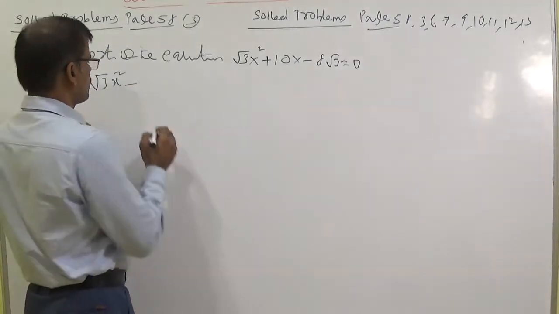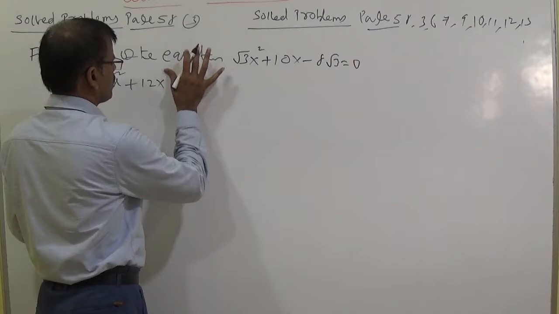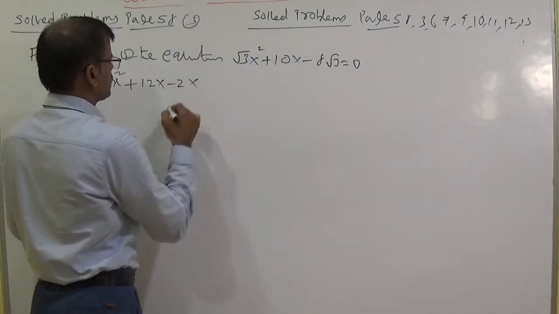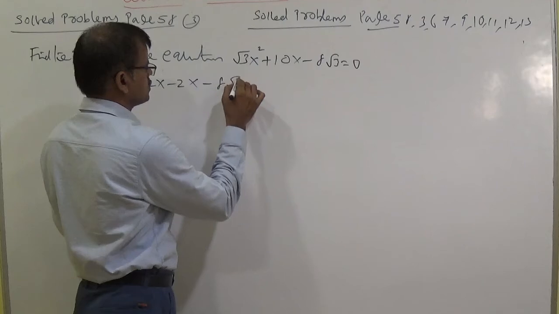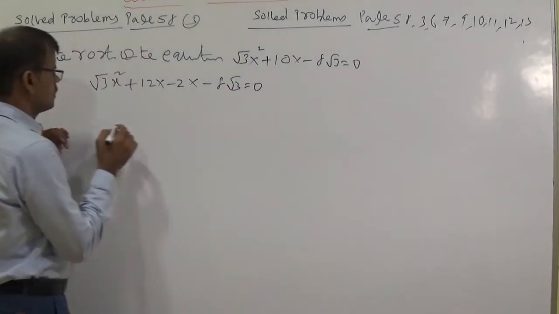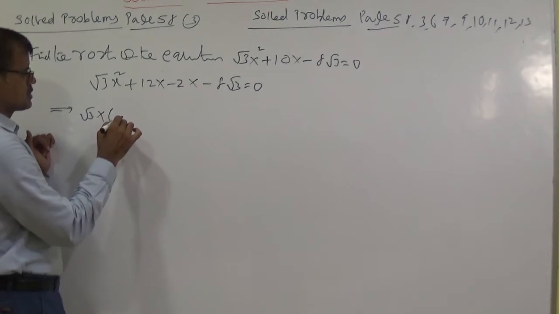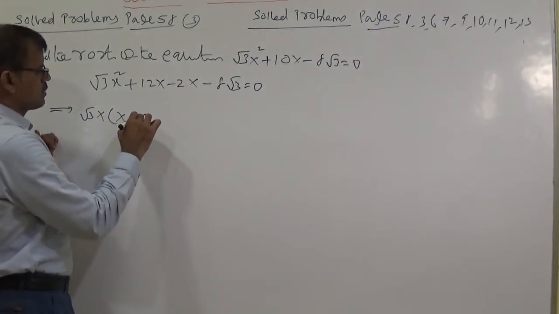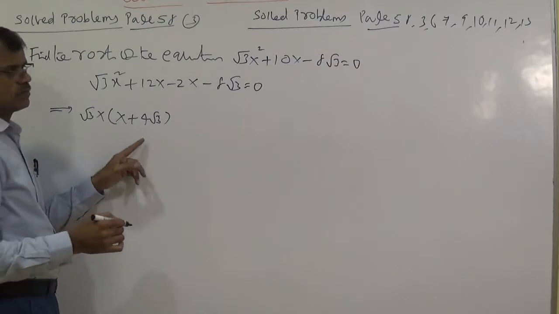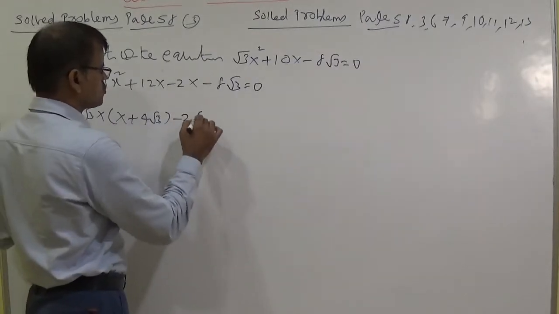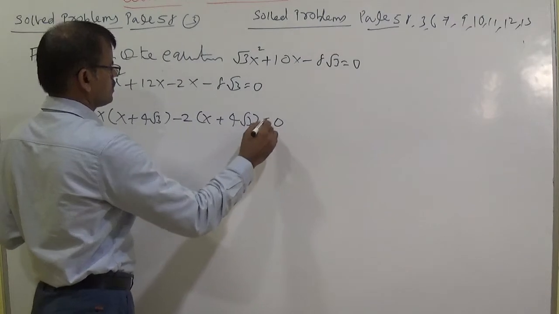We have two values, the two roots, 12 and 2. So you can write it like this: root 3x square plus 12x minus 2x minus 8 root 3 equal to 0. That implies here you can take common root 3x. So x plus here you can write 4 into root 3, because 4 root 3 is 12, and root 3 into root 3 becomes 3 here. Minus 2 you can take x plus 4 root 3 equal to 0.